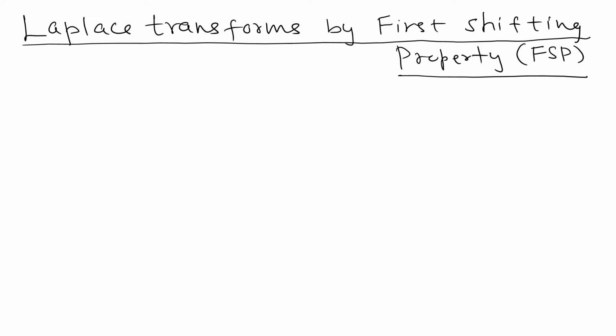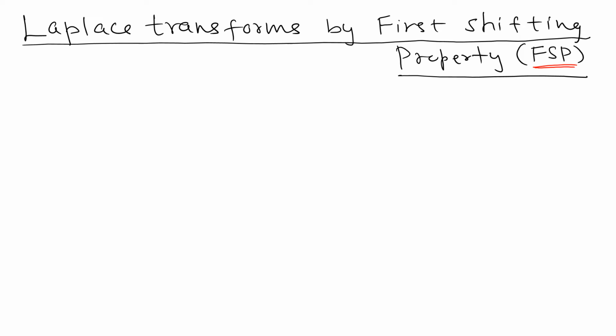In this video, we are going to learn what we call the first shifting property. Sometimes we also call it FSP, the first shifting property. The first shifting property is very useful when you want to find the inverse Laplace transform. This is the most common technique that we use for that. We discuss how to find the inverse Laplace transforms in a different video, and you can find the link in the description.